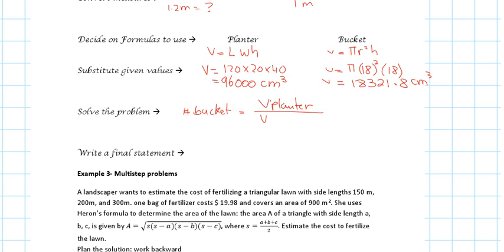Okay? To write your therefore statement, therefore, we need approximately 5 buckets. How do you spell approximately? To fill the planter.